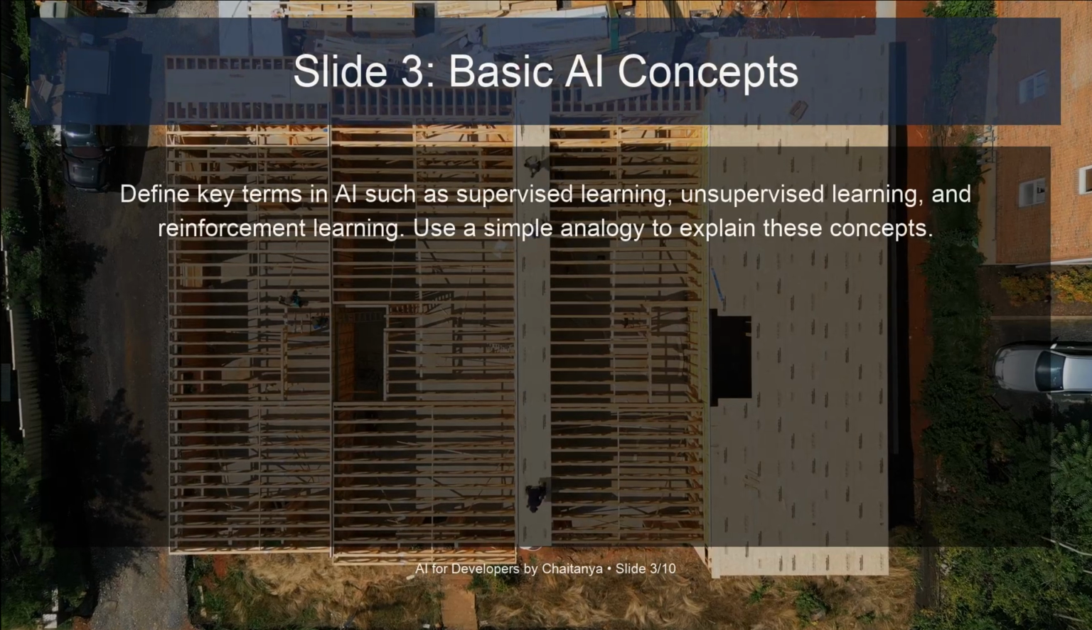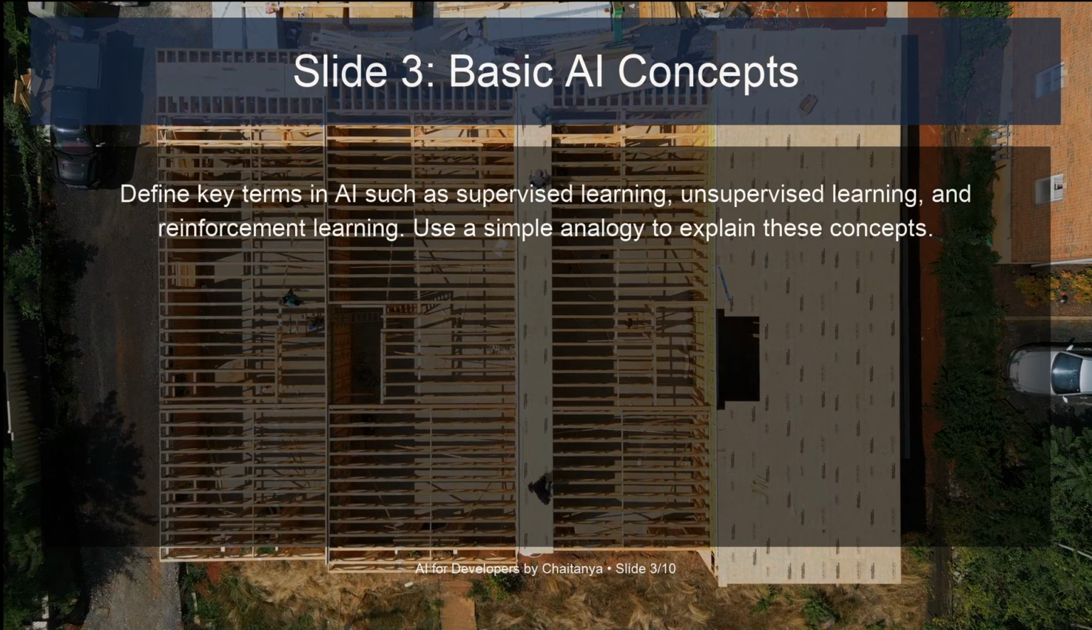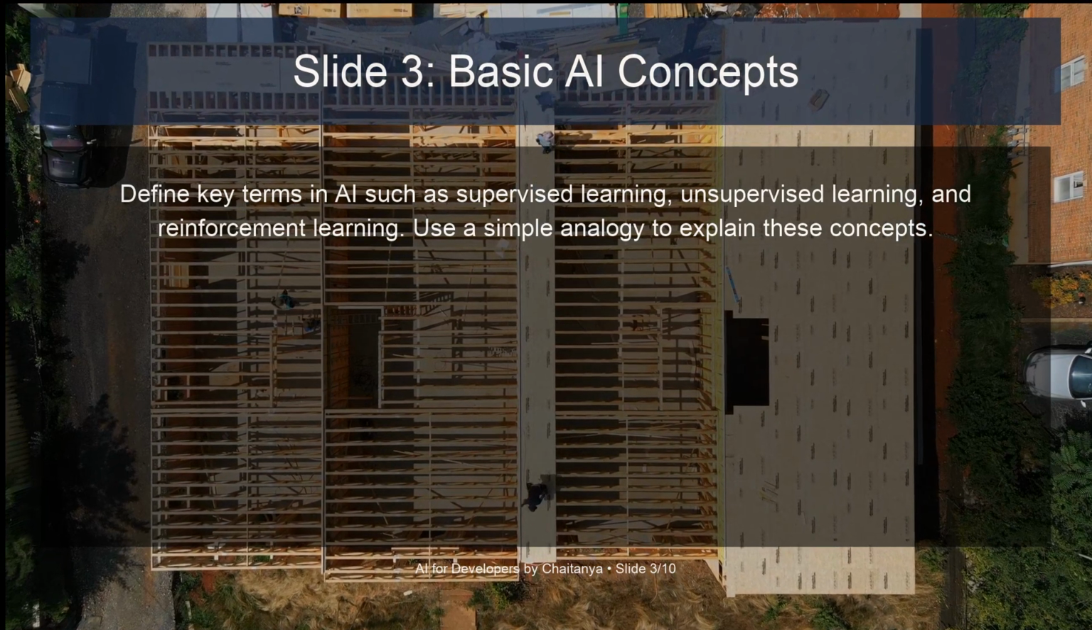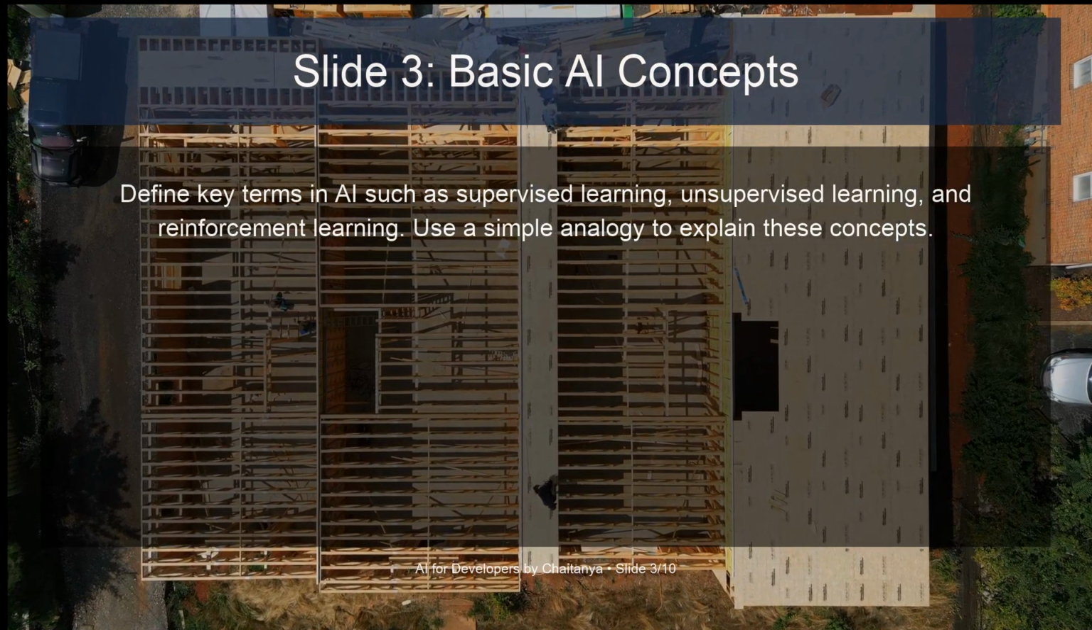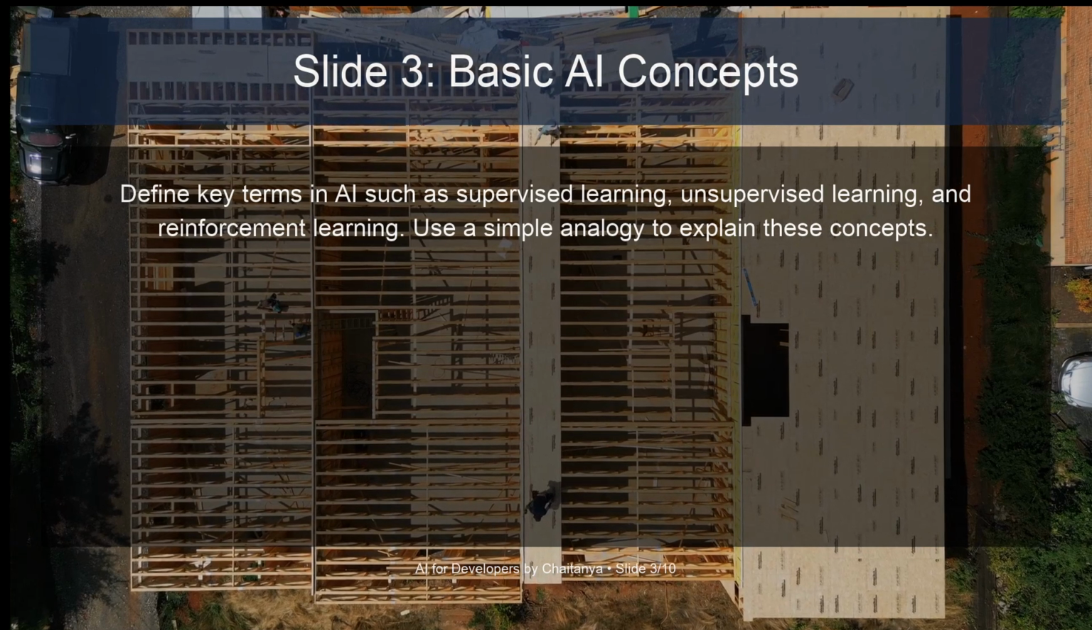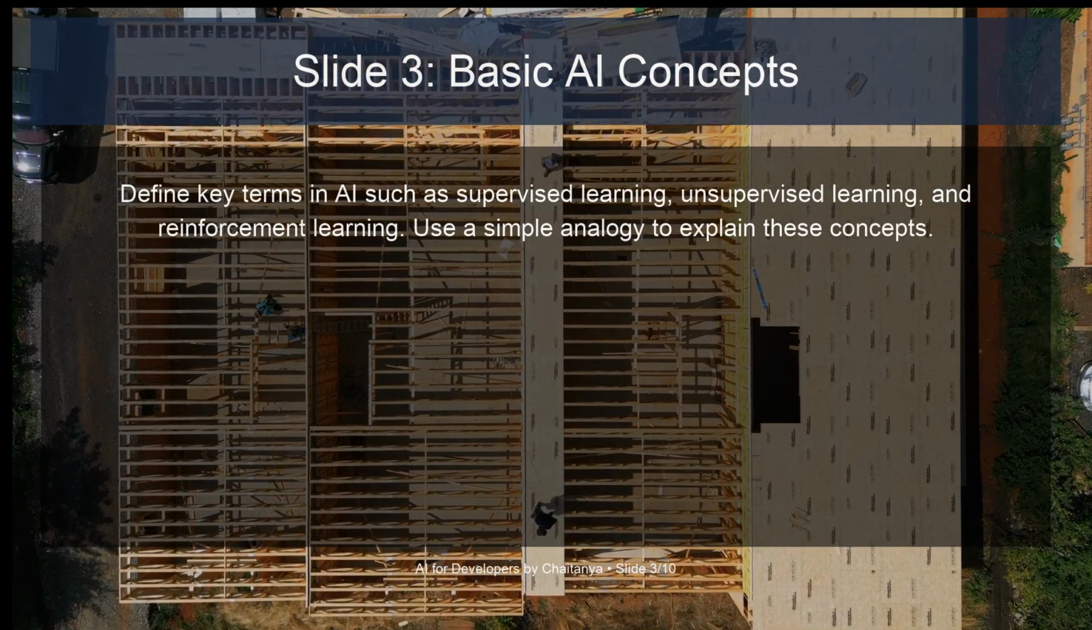Slide 3. Basic AI concepts. Define key terms in AI such as supervised learning, unsupervised learning, and reinforcement learning. Use a simple analogy to explain these concepts.